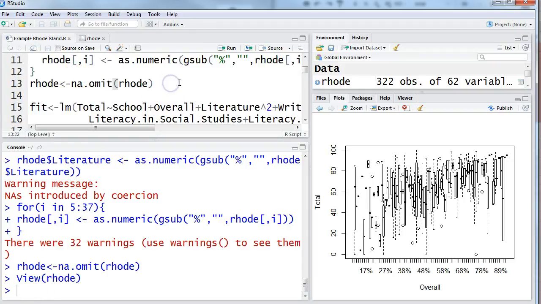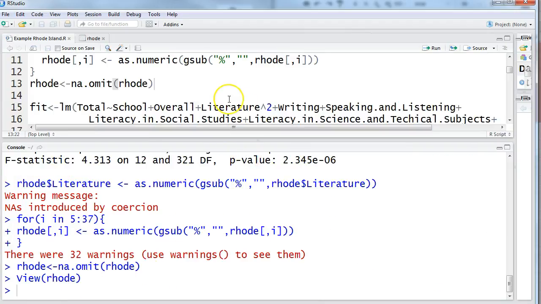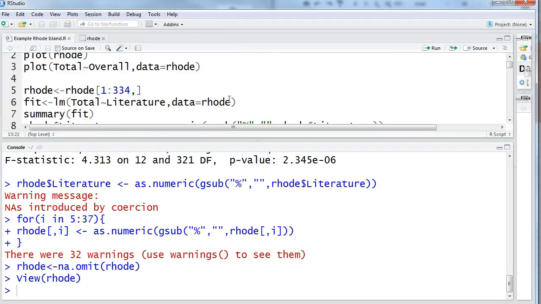I do want to run this command. Did I already run it? Oh yeah, I did right there. That will get rid of any row that has an NA somewhere in there, which turned out to be an awful lot of them. So a massive amount of time figuring out how to clean up the data set.